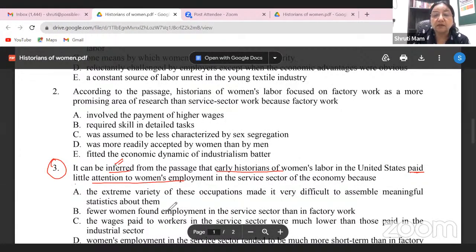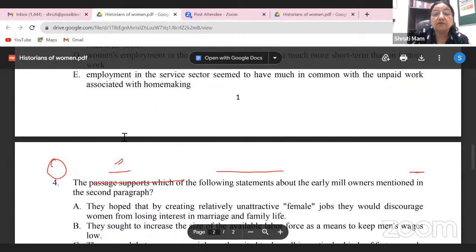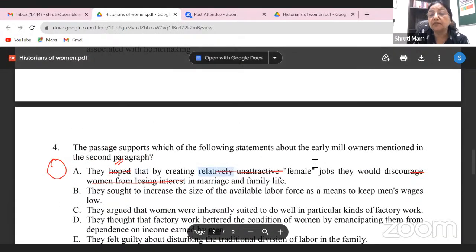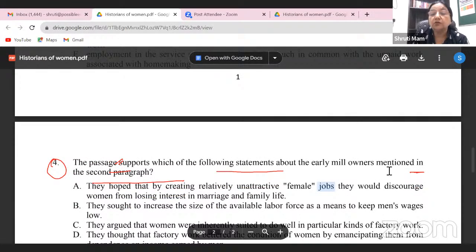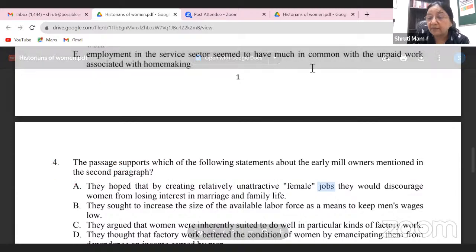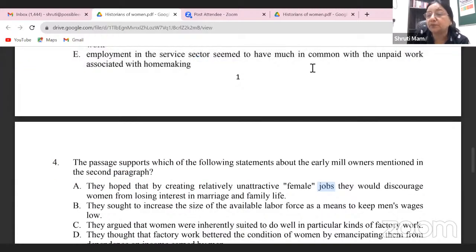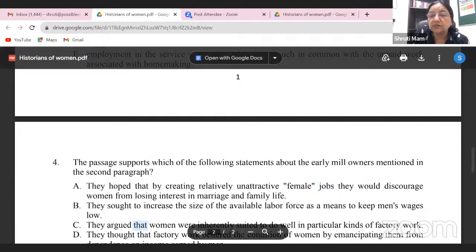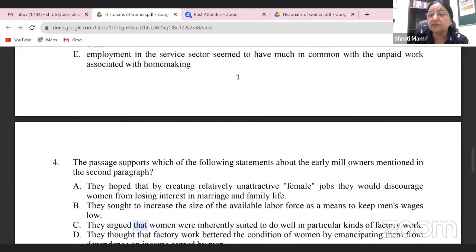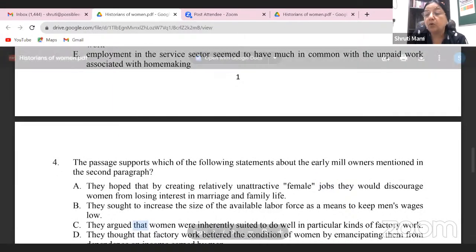Then the next question is: the passage supports which of the following statements about early mill owners. That means which is true according to the passage. It's practically a question of either the author's agreement, or it can also be must be true as per the passage, again a kind of question very close to your inference question. The question says the passage supports which of the following statements about early mill owners.